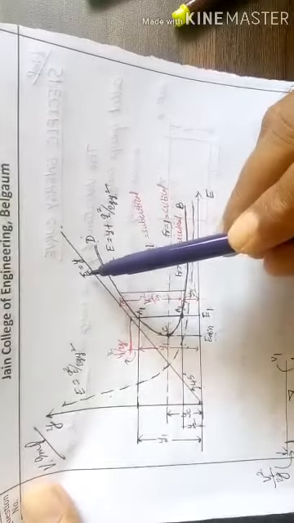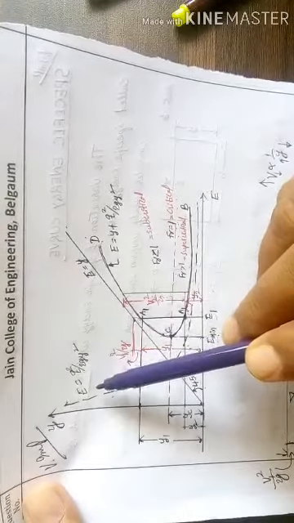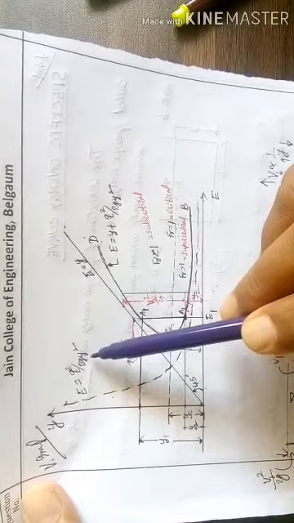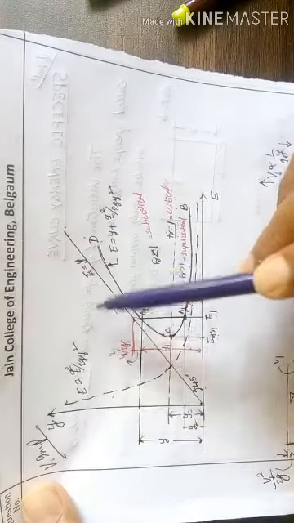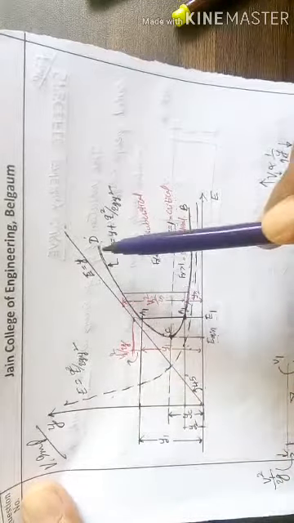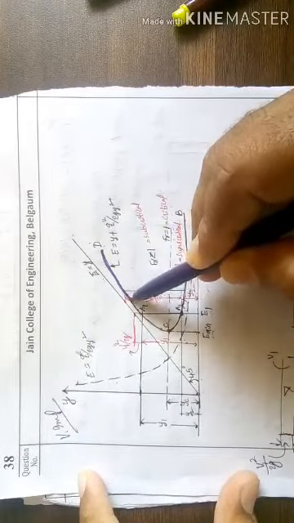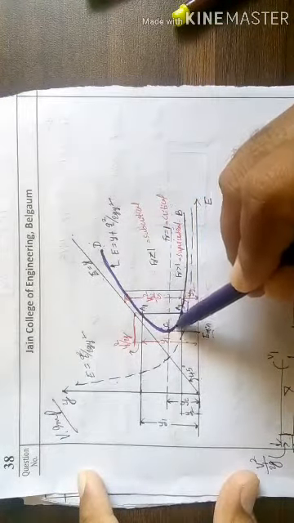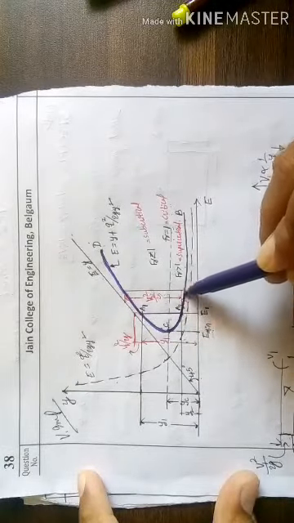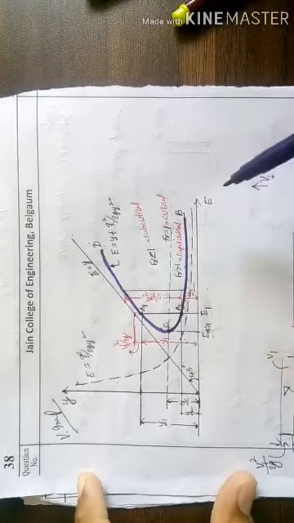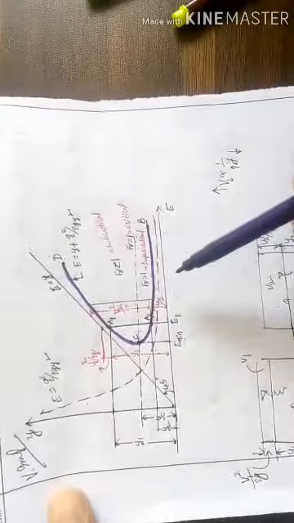One is E equal to y, another one is E equal to q square divided by 2gy square. So when you combine these two curves, we get the resultant curve, this one. This is the resultant curve we get.